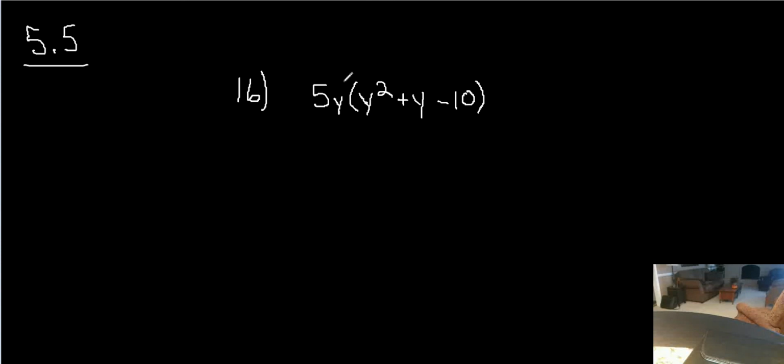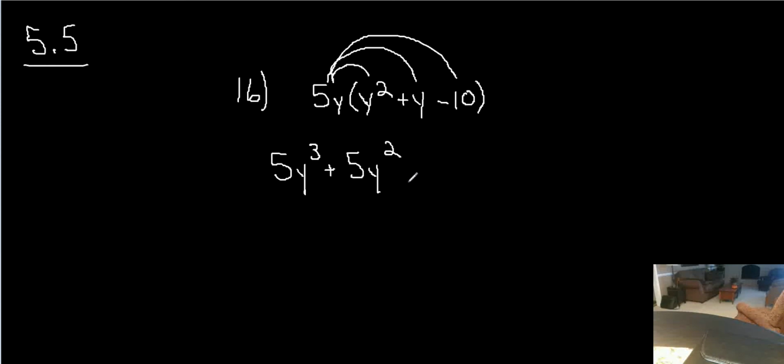I've got a distributive property here, so we kind of know these. 5y times y squared is 5y cubed. Next is 5y times y, which is positive 5y squared. And then 5y times negative 10, which is negative 50y. Okay, that's it. Next problem.